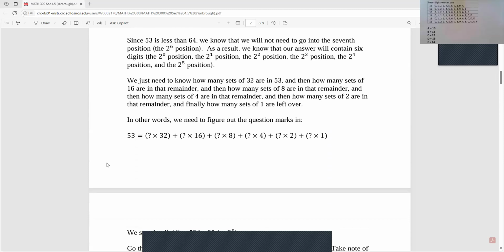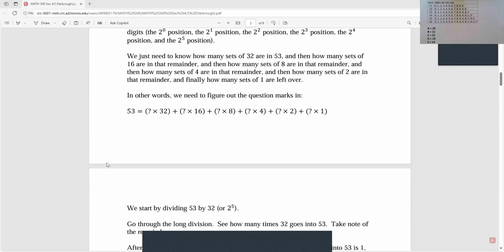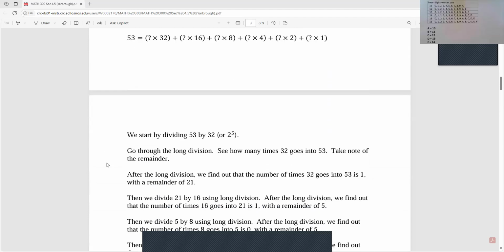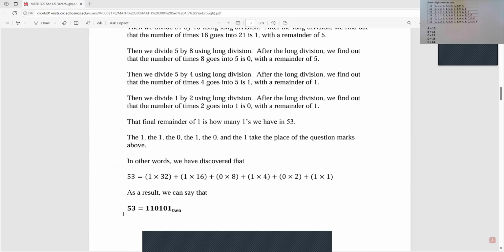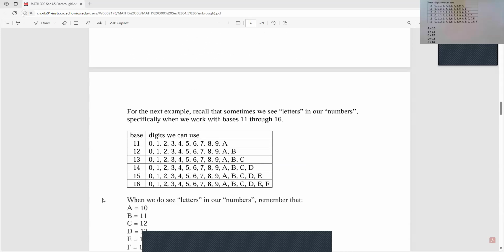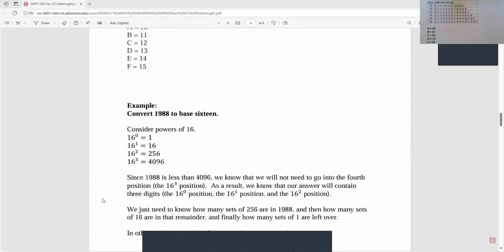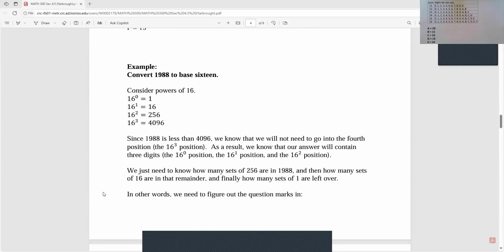Kind of just scroll through slowly in case anyone wants to pause and read it a little further. A lot of long division is going to happen today. So the number 53 turns out to equal 110101 base 2. I think I have another couple here. Here's one converting into base 16. I'll let you read through this if you would like.